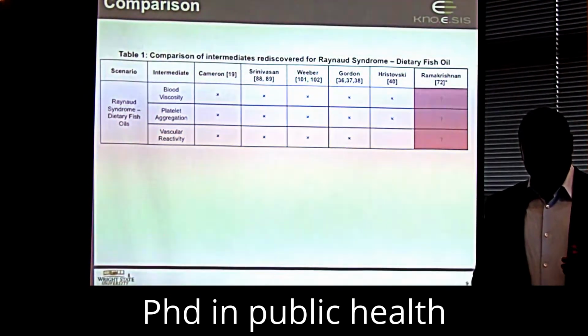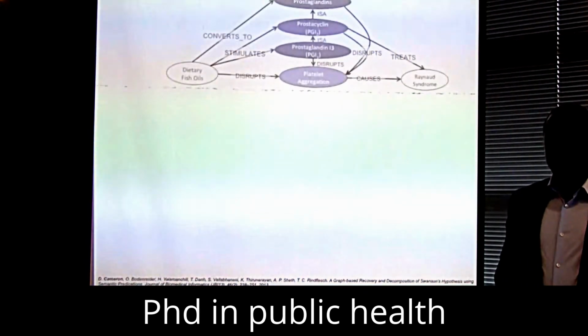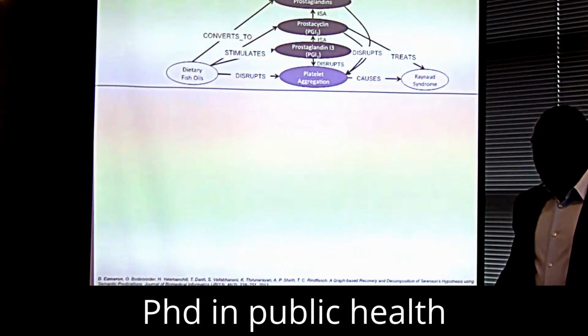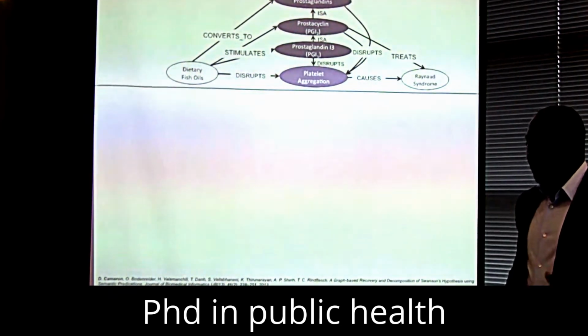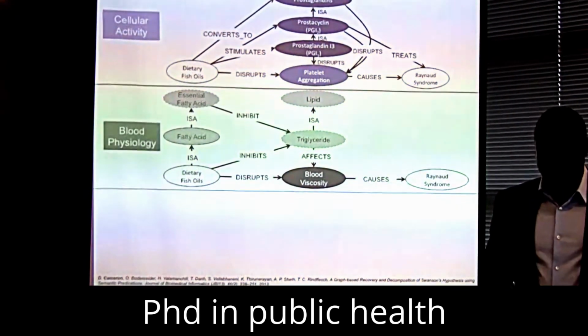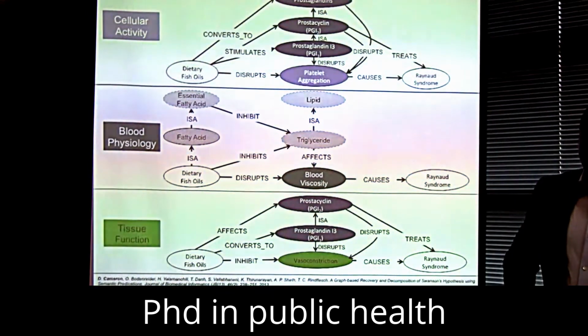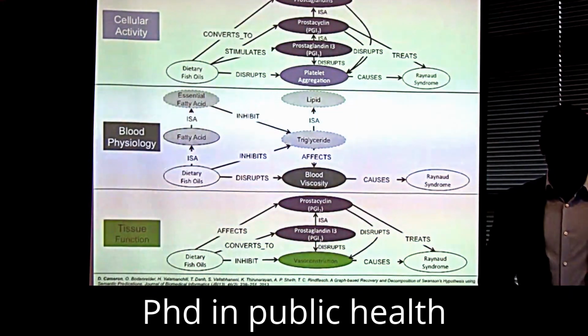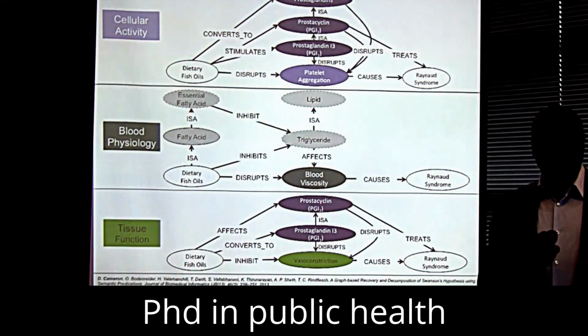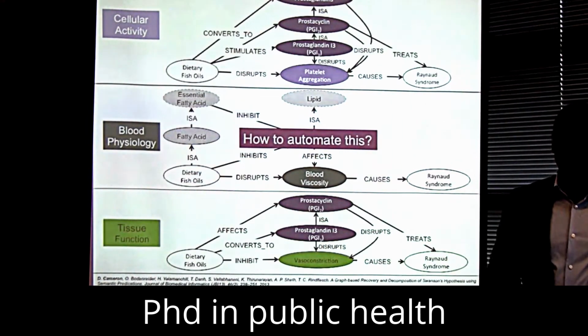In any event, finding these complex associations is only one aspect of our research. What we found is that not only are there these complex associations between Raynaud and fish oil and so forth in terms of platelet aggregation on the dimension of cellular activity, but there are others on the dimension of blood physiology with blood viscosity and lipids and so forth, with vasoconstriction in terms of tissue function. And so the fundamental question that we address in this dissertation is not only how do we create these complex subgraphs, but how do we capture context so that we can create these subgraphs on multiple thematic dimensions? How do we automate this?